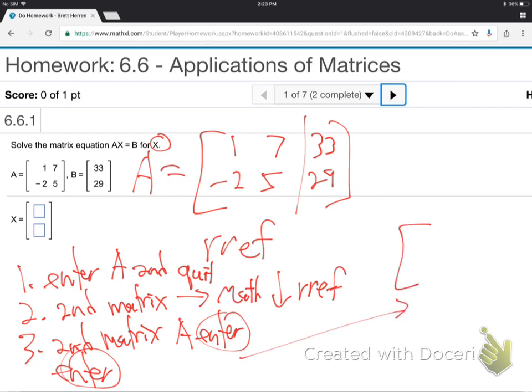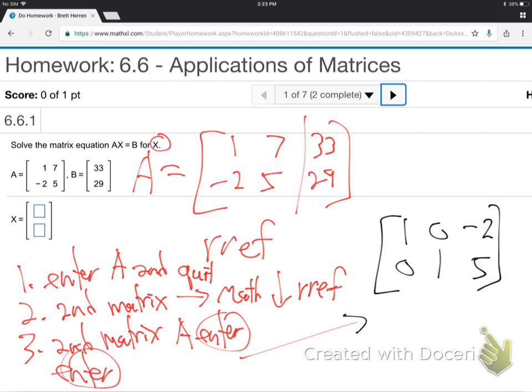What I got when I did all that was the following answer: 1, 0, 0, 1, and there's the negative 25. So the answers are negative 25. Did you get that? There's your answers right there.